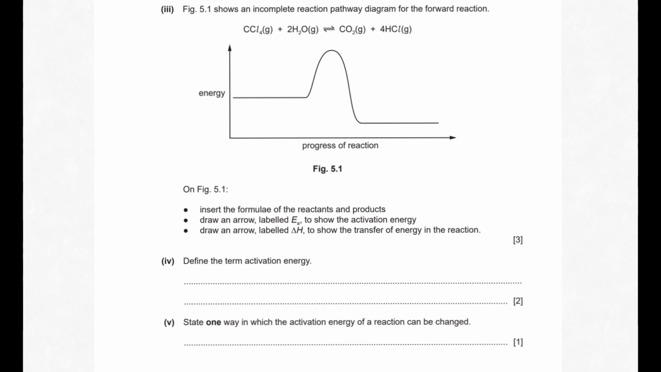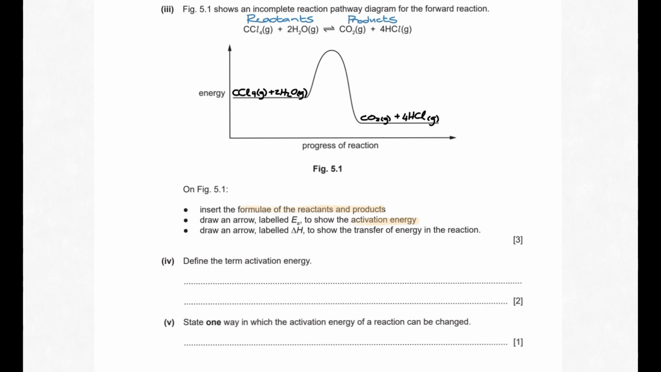They then say on figure 5.1, insert the formula of the reactants and products. So my reactants would be carbon tetrachloride plus 2 water, and I will add this to the first line that I see on my energy diagram. Then my products would be carbon dioxide and hydrochloric acid, and I'd add this on the second flat line of my diagram.